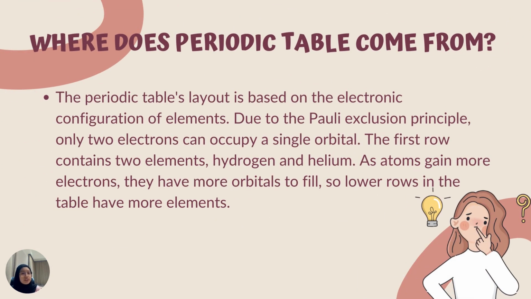So, where does the periodic table come from? The periodic table's layout is based on the electronic configuration of elements. Due to the Pauli exclusion principle, only two electrons can occupy a single orbital. The first row contains two elements, which are hydrogen and helium. As atoms gain more electrons, they have more orbitals to fill, so lower rows in the table have more elements.